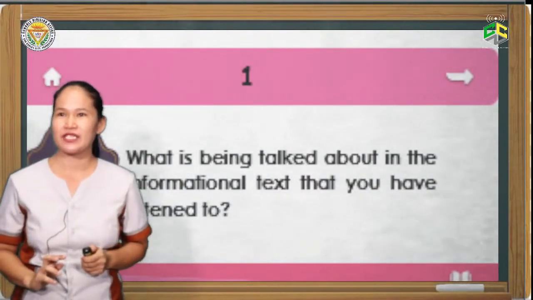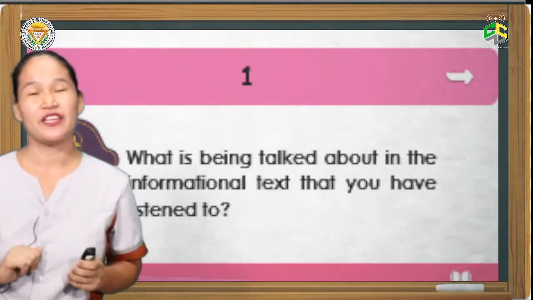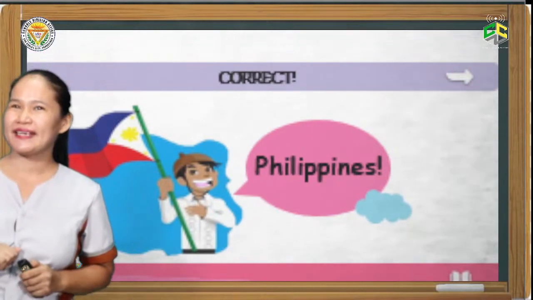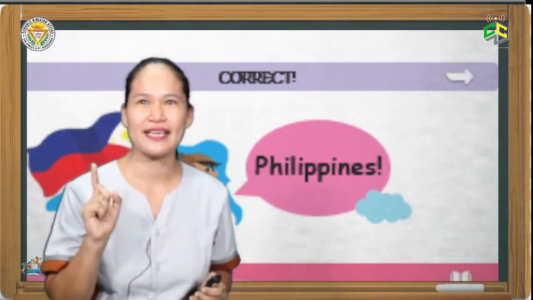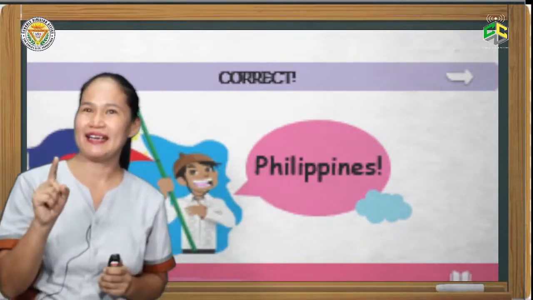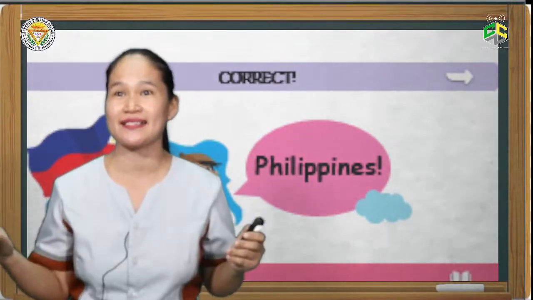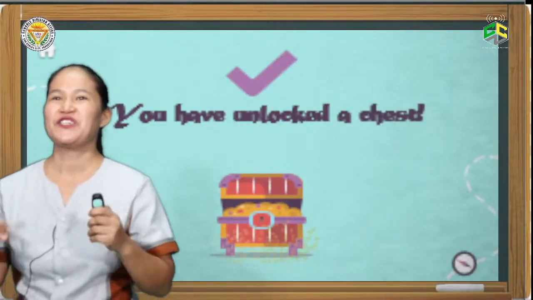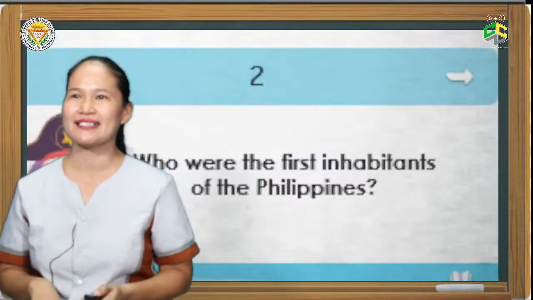Okay, the first question, what is being talked about in the informational text that you have listened to? Okay, I can now see your answer. Your answer is correct. The informational text is about the Philippines. You've got the correct answer. You have unlocked a chest.